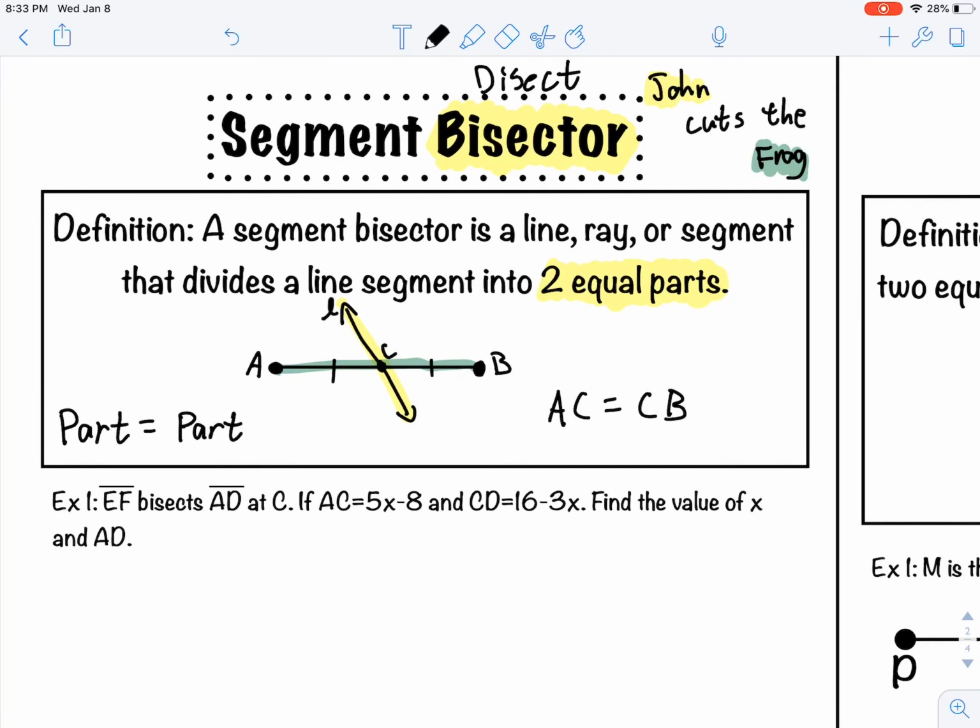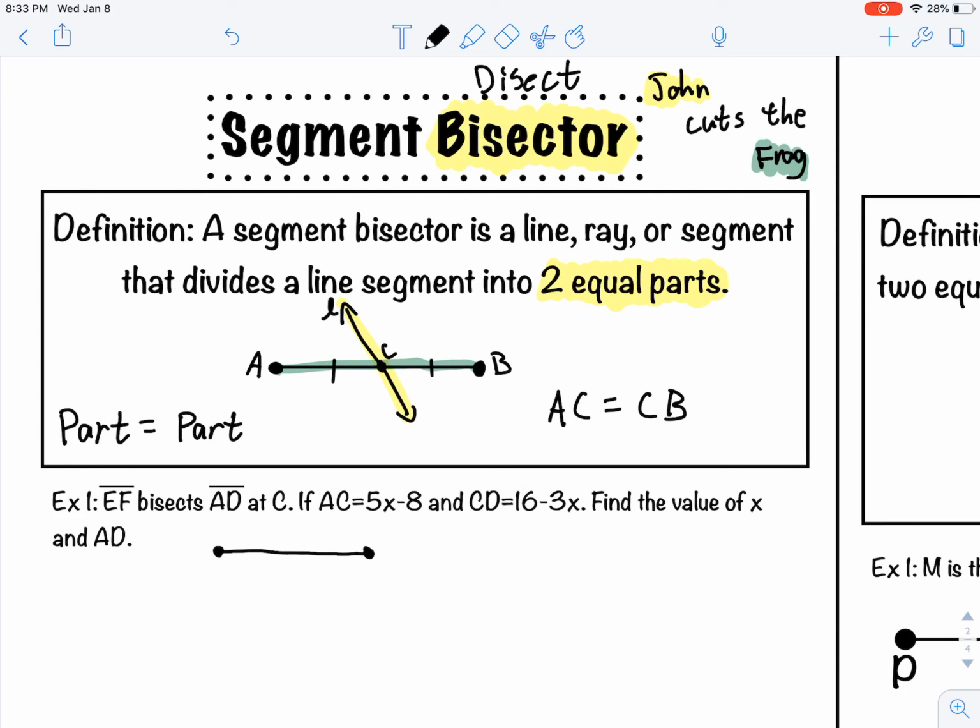All right. So let's look at this first example. We have EF bisects AD at C. All right, let's stop right there. We're not even going to read the rest just yet. Let's figure out how we're going to draw this picture. We're talking about segments here, so let's go ahead and draw our segment. So I'm going to draw my two dots. Draw my line that connects them.